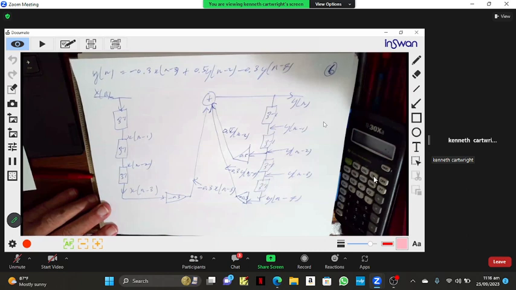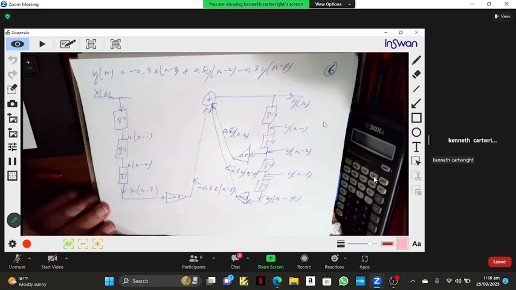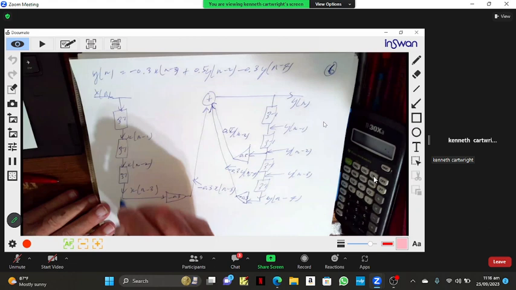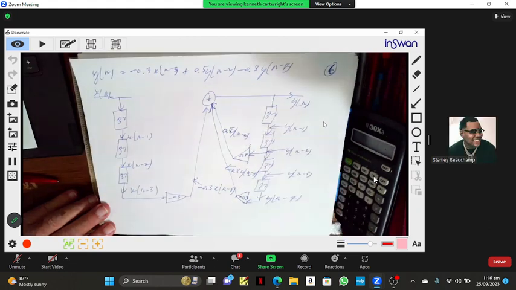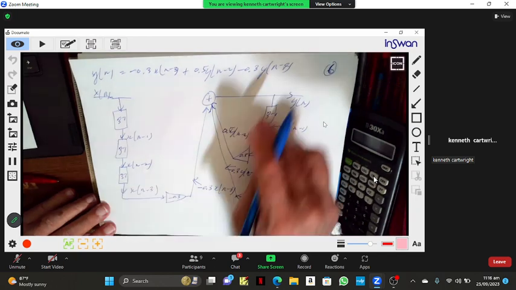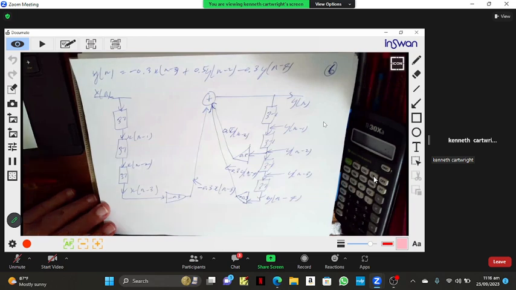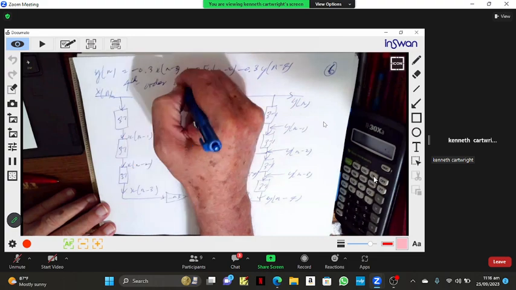What's the order of this filter? Yes, it's the highest delay, the 4th order. The 4th order IIR filter.